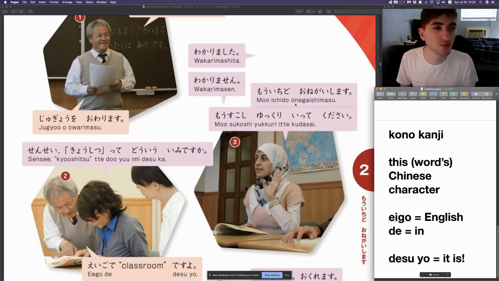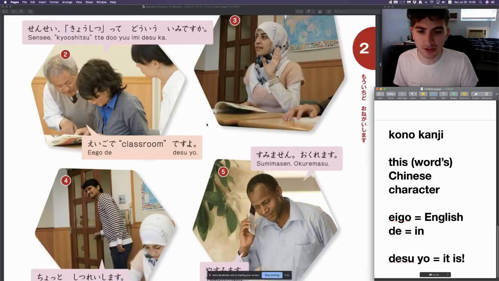And you will hear お願いします all the time in Japanese. Please do this. Could you please do that? Could I please have this? お願いします. もう一度お願いします. You could also say, could you please speak more slowly? もう少しゆっくり言ってください. If you don't understand what the sensei has said. But we've been over these phrases, so I'm not going to spend too much time on them.